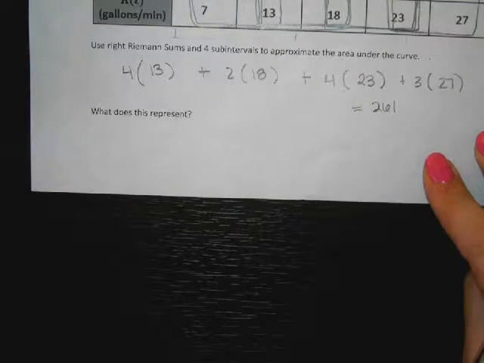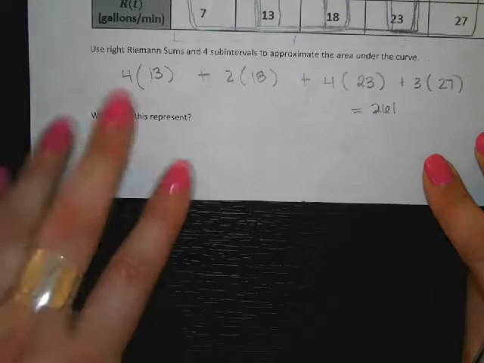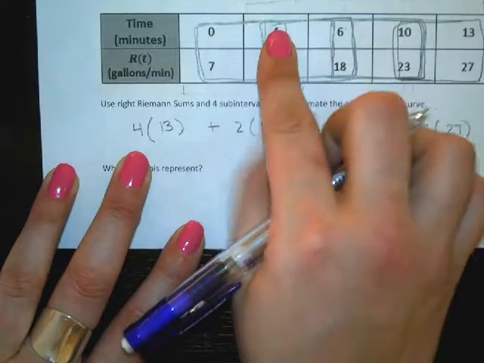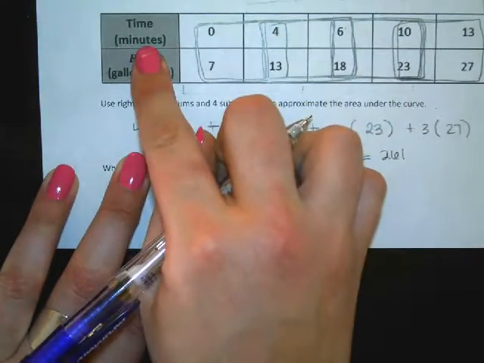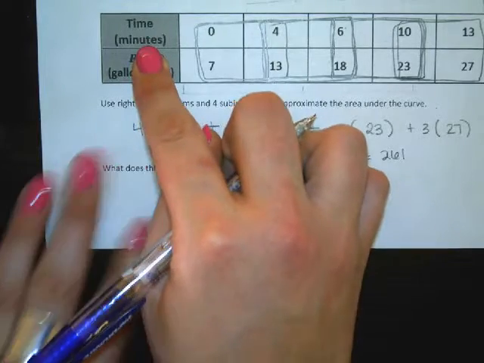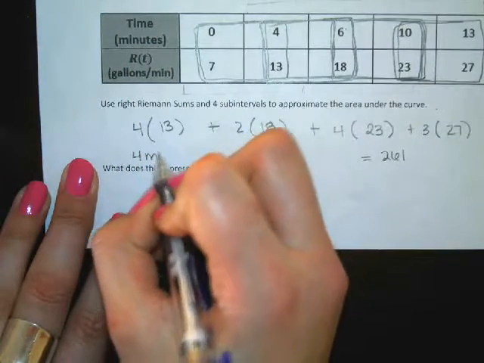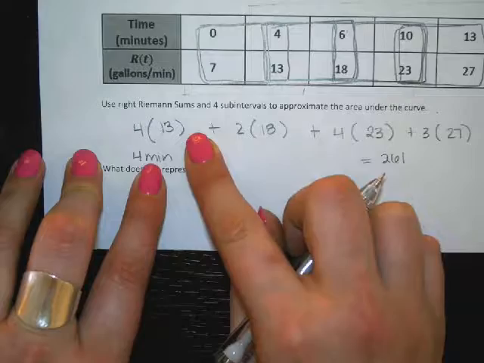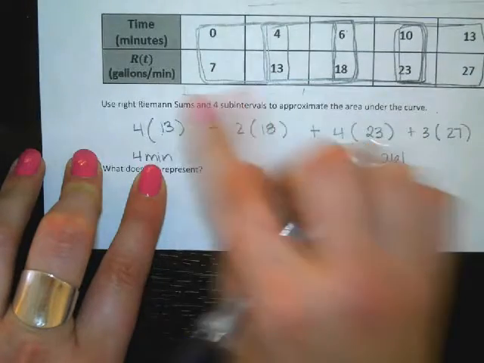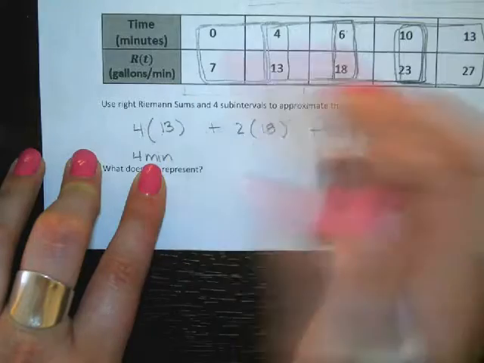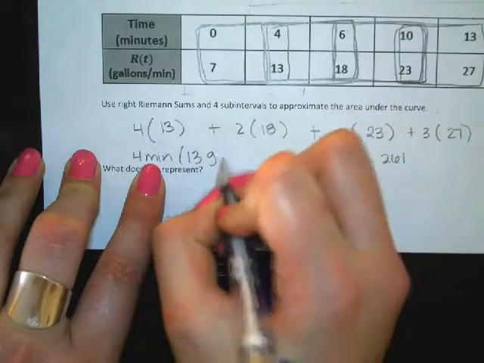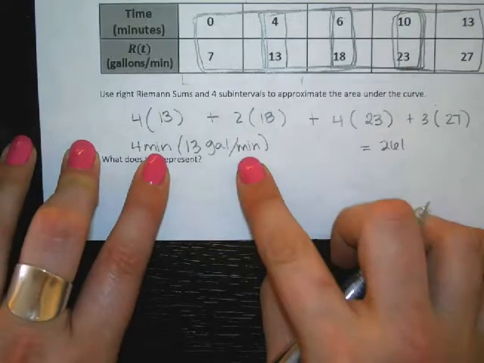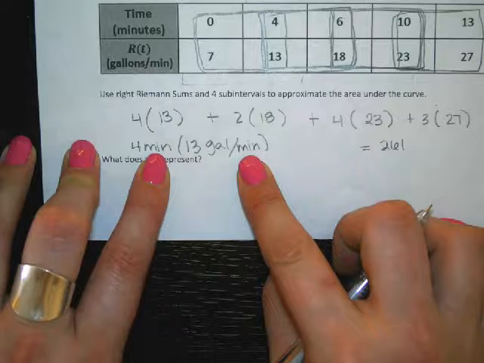Now, if you want to find the units for the problem, you have to consider the units that you plugged in. When we did from 0 to 4, that number 4 represented minutes. So I'm going to say 4 minutes. I'm going to write down just the first one so I can see how the units interact with each other. And from the 7 to the 13, that was gallons per minute. So the 13 was gallons per minute. When I multiply minutes times gallons per minute, what do I get?